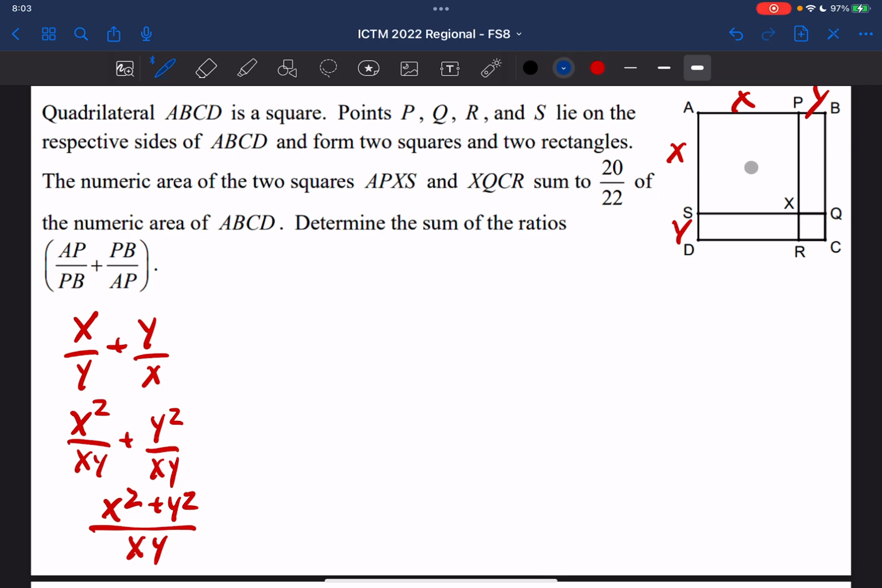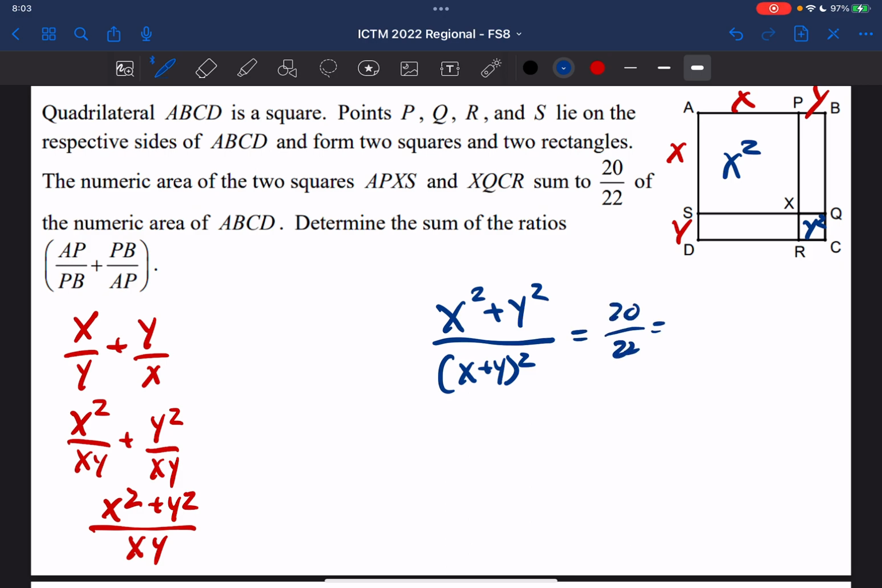Now in this figure, we've got X squared is this square, and Y squared is this area. Now that's the area of these two squares, X squared plus Y squared. But what's the area of the whole thing? Well, it's X plus Y quantity squared, and that equals 20 over 22. But we can actually reduce it to 10 over 11.